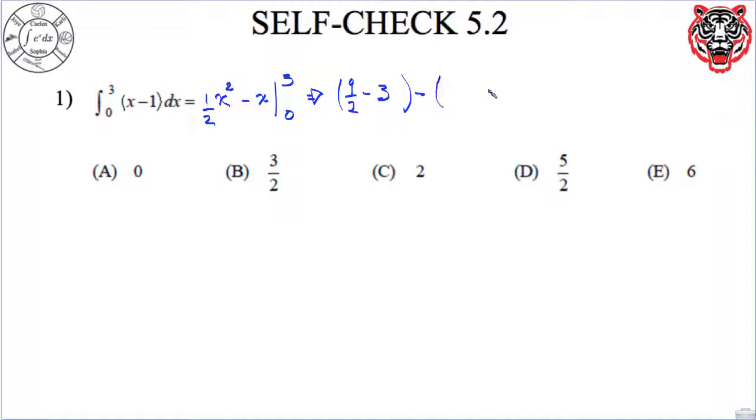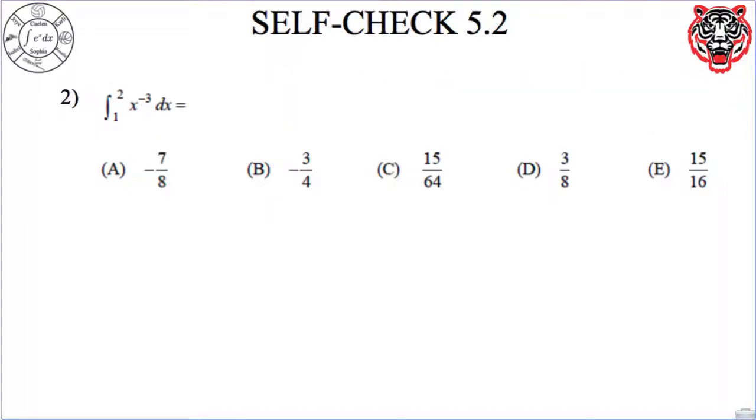And I'm going to subtract my second substitution. When I plug in 0, I get 0. Perfect. 9/2 minus 3, getting like denominators, multiplying this by 2 over 2, it's going to be 9/2 minus 6/2. That's 3/2. So the correct answer here is B. If you want to see that, you can write it out. So 9/2 minus 6/2 is equal to 3/2.